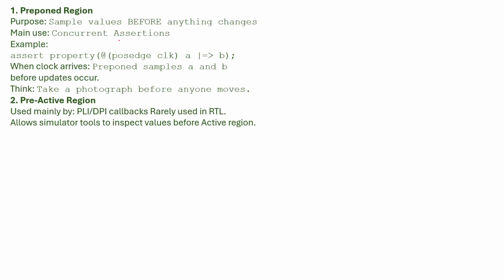In the preponed region, what is the purpose we are using it for? To sample values before anything changes. If you want to change the values, before that it will sample. That means it will see the old output. Then, if you change the value, the changed values are seen in the next time slot.